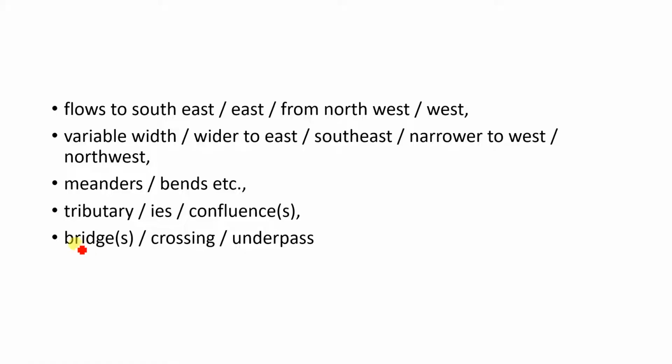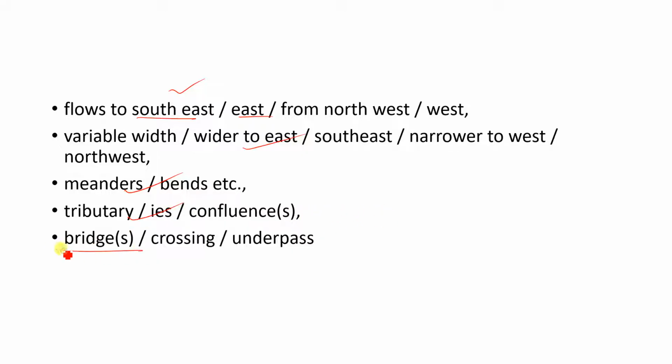So if you check the mark scheme now, they say the river flows, you see, they give us the direction, southeast or east from northwest. So we got that. Meanders, we got it. Tributaries, we got it. Now, variable width and wider width towards the east, we got it. You just need 4 marks.